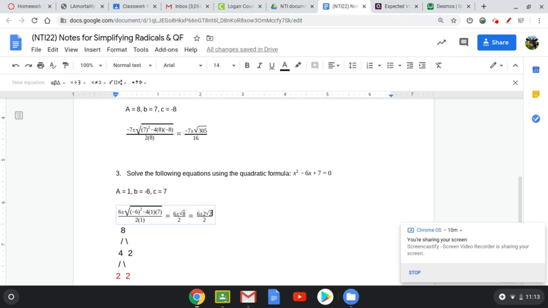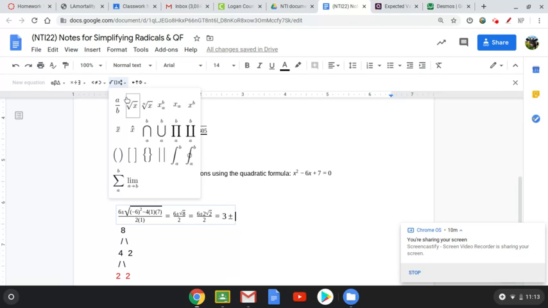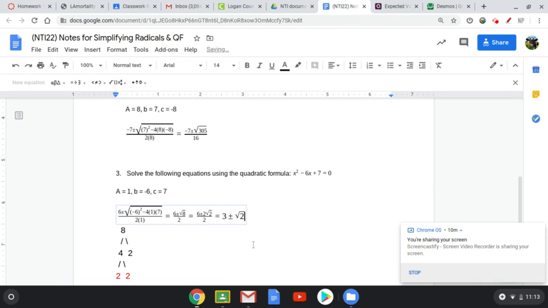Now my very last step here is to look at all those numbers that are outside the square root. Okay, I've got a 6, I've got a 2, and I've got a 2. What can I do with those 3 numbers? Well, I can simplify those. 2 goes into all of them. So I can reduce this fraction. 6 divided by 2 is 3. Okay, so I've got 3 plus or minus. 2 divided by 2 is just 1, square root of 2. So you can write a 1 right here, but you don't have to. That's up to you.